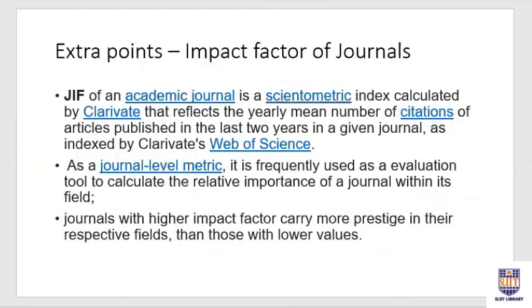So I would like to give you some extra points as well. The impact factor of an academic journal is a scientometric index calculated by Clarivate that reflects the yearly mean number of citations in Web of Science. As a journal level metric, it is frequently used as an evaluation tool to calculate the relative importance of a journal within its field. So journals with higher impact factors carry more prestige in their respective fields. Very, very important for you to understand.